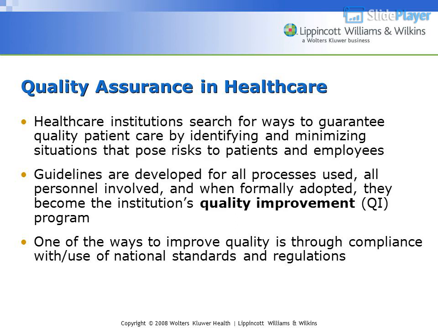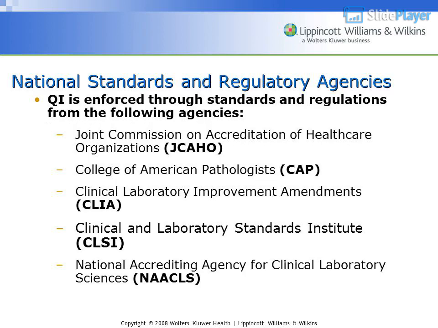Healthcare institutions search for ways to guarantee quality patient care by identifying and minimizing situations that pose risks to patients and employees. Guidelines are developed for all processes used and all personnel involved, and when formally adopted, they become the institution's quality improvement (QI) program. One of the ways to improve quality is through compliance with use of national standards and regulations. National standards and regulatory agencies.